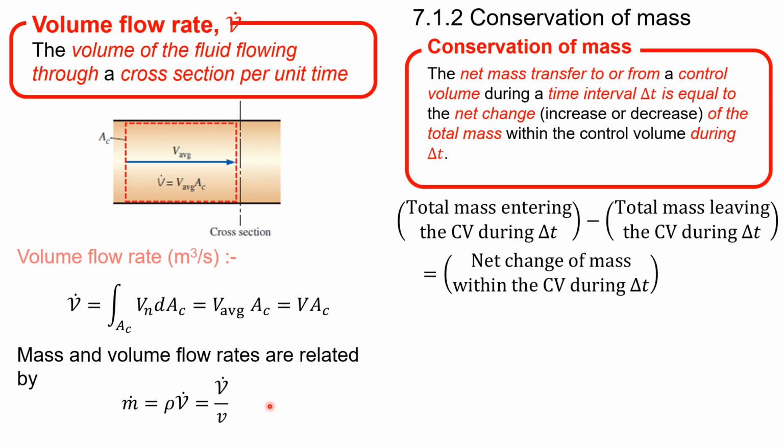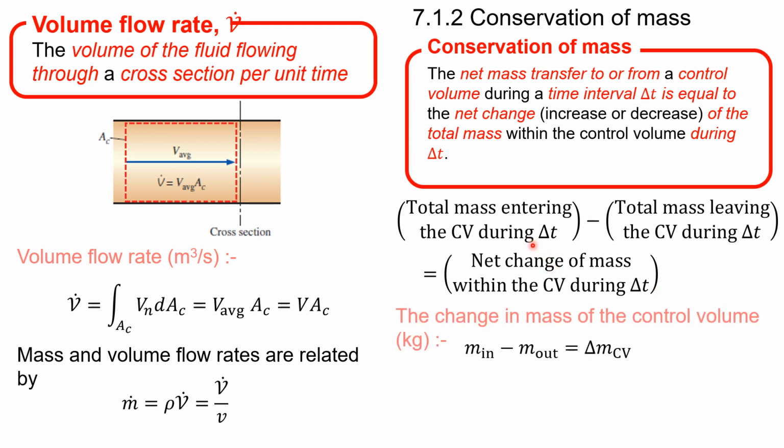Okay, conservation of mass 7.12. What is conservation of mass? To easily put it, this is the formula. The total mass entering the control volume during a time taken, minus the total mass leaving. So mass entering minus mass leaving the control volume is the net change of mass within the control volume during the change of time.